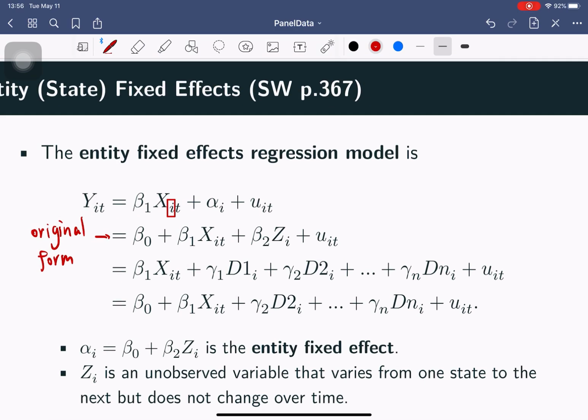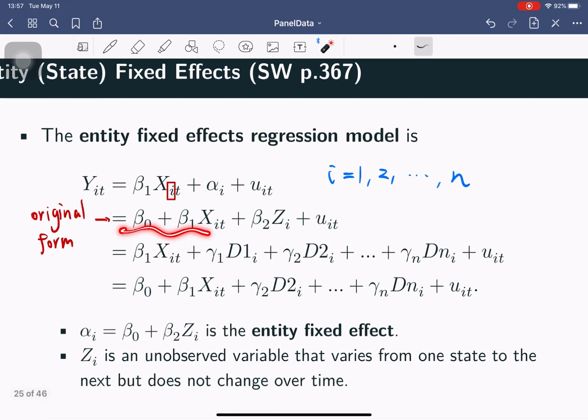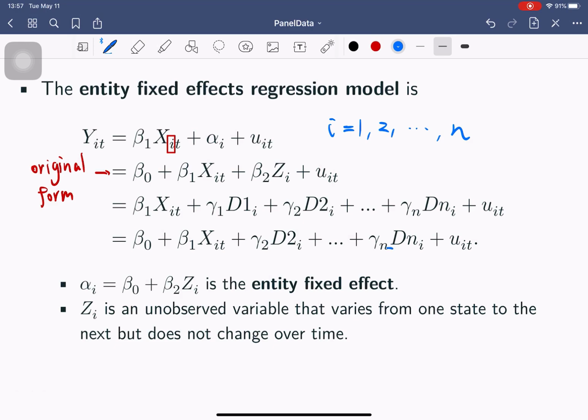And if you have n states, so i is equal to 1, 2, to n. You have n states. You can transform this original form to this one. You can use n dummy variables. So if state 1, you can use a d1 dummy variable. In state 2, you can use a d2 dummy variable. And if state n, you can use a dn dummy variable. Okay, so maybe I have some typo here. It's n minus 1.